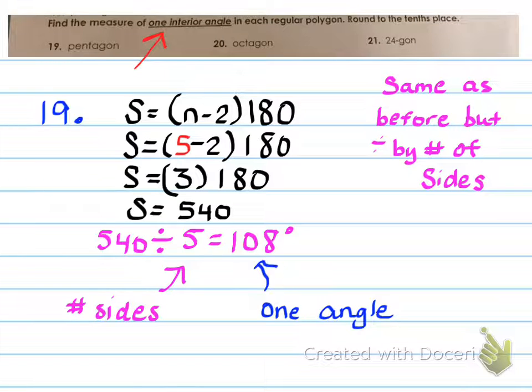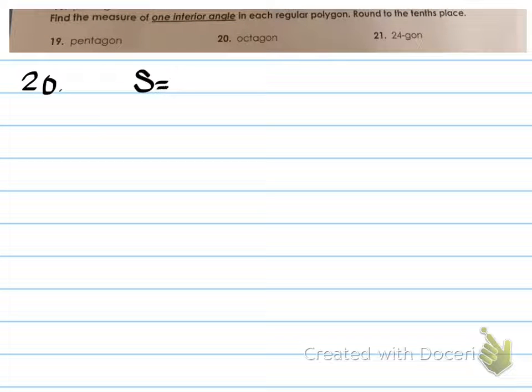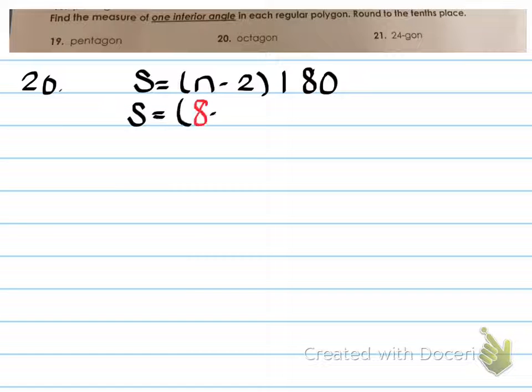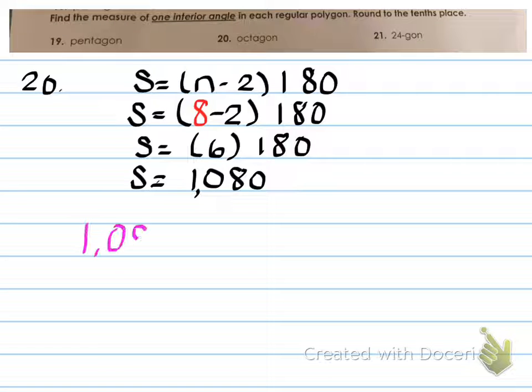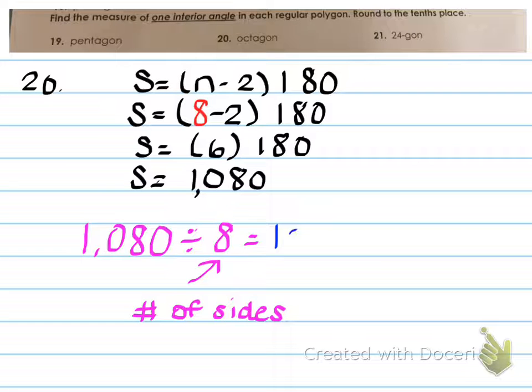Notice that I've listed it here. Number 20 says an octagon. So octagon is going to be 8 sides. So you're going to plug in 8 minus 2 times 180. You're going to process this problem exactly as you did the last one. And then at the end, once you get the 1080, take the 1080 and divide it by 8, because that is the number of sides. Then you're going to get the angle measure of 135, and that is one angle. All right.